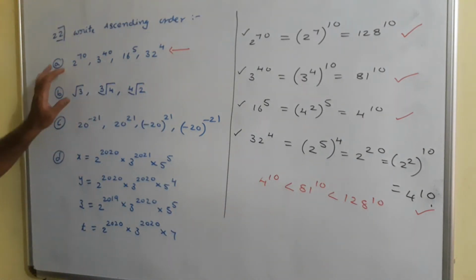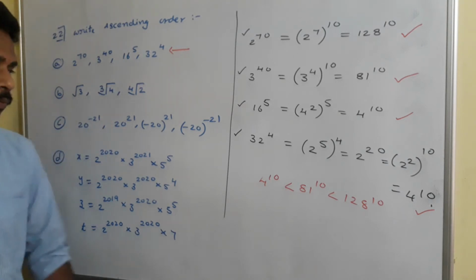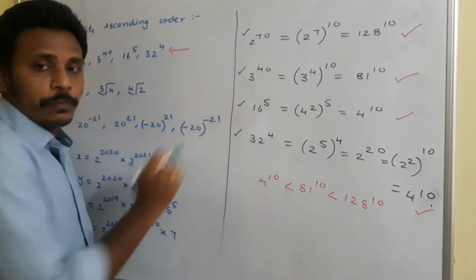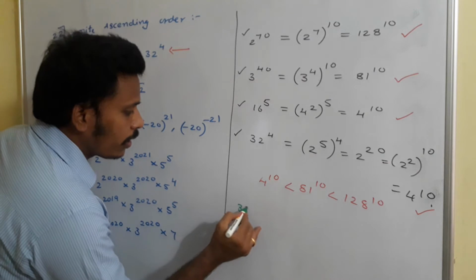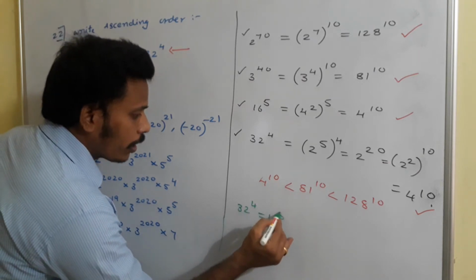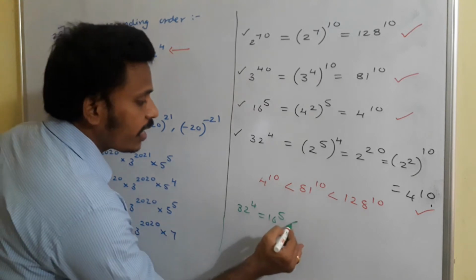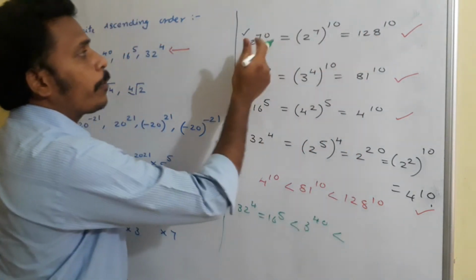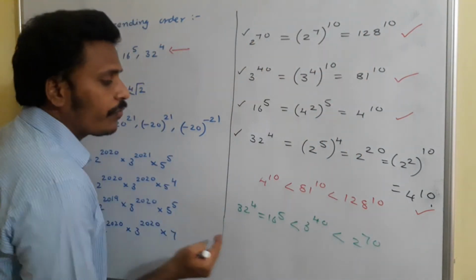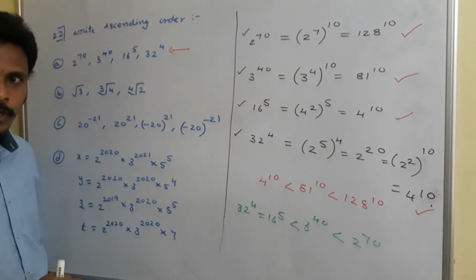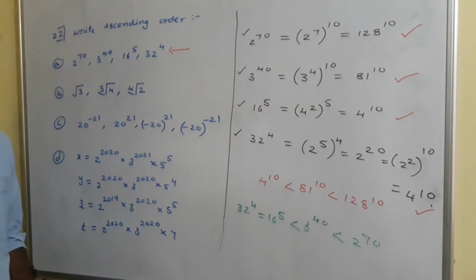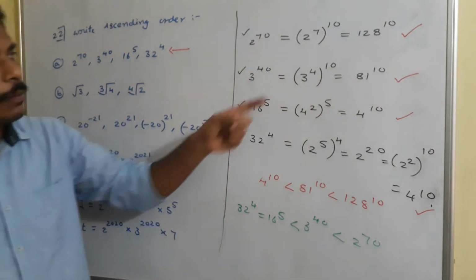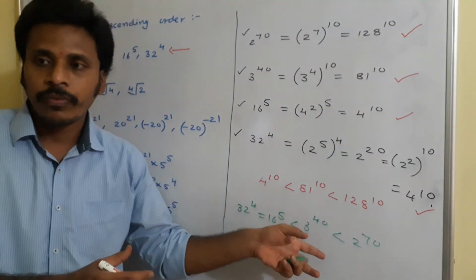But the questions are given in terms of 2 power 70, 3 power 40 and so on. This 4 power 10 is nothing but either 32 power 4 or 16 power 5. That's why I write it like this: 32 power 4 and 16 power 5 are equal, and this quantity is less than 81 power 10, which is 3 power 40, and this is less than 128 power 10, which is 2 power 70. This is the order of the given exponents. So to compare the exponents, we need to convert all of them either to the same base or to the same power. Here I make the power of all those exponents 10 and compare directly.